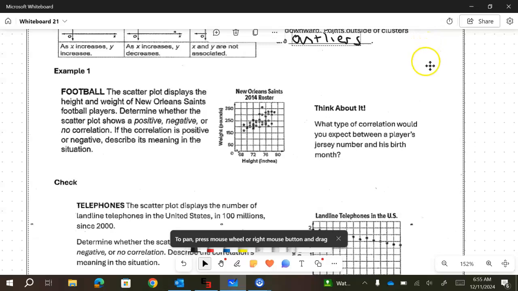So here we can see an example of a scatter plot. It just shows the height and weight of the New Orleans Saints football players. So you can see as their height increases, generally their weight also increases, right? There's a little bit of a trend here. It looks like a positive correlation.